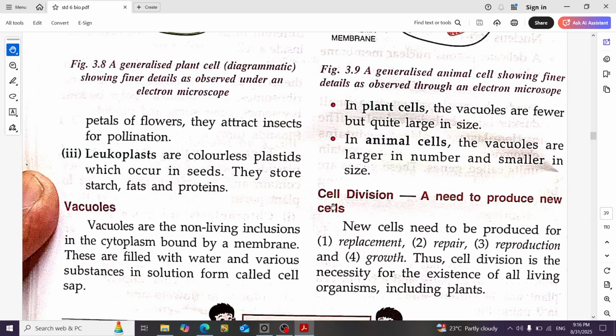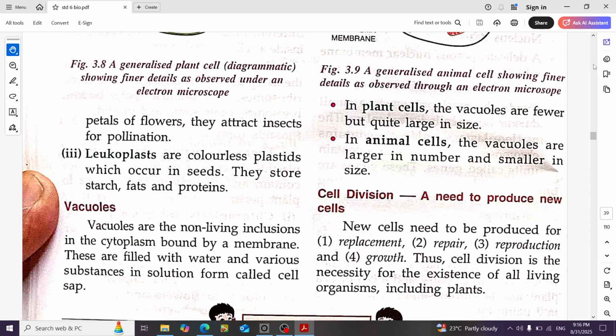Now vacuoles. So vacuoles are non-living inclusions. So they are filled with water and various substances. We have already discussed that plant cells have larger vacuoles and animal cells have smaller vacuoles.